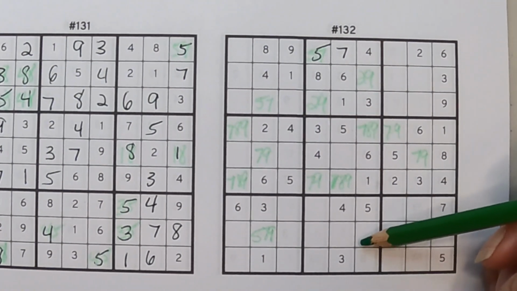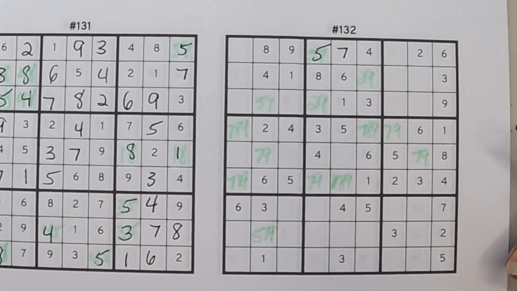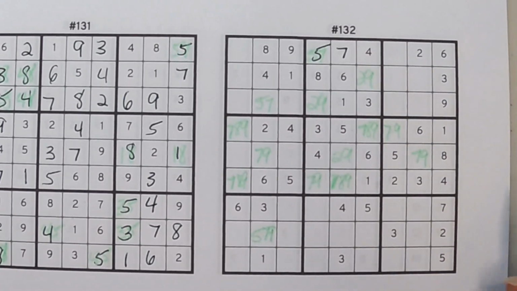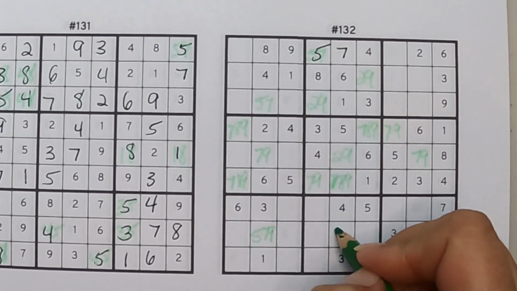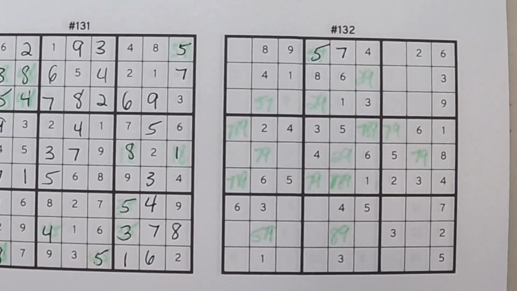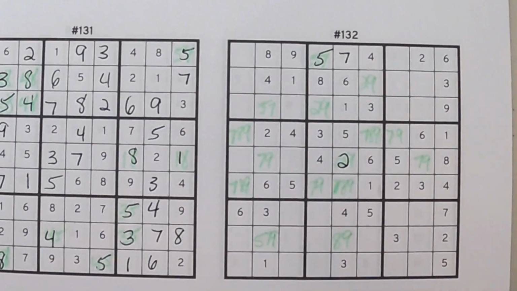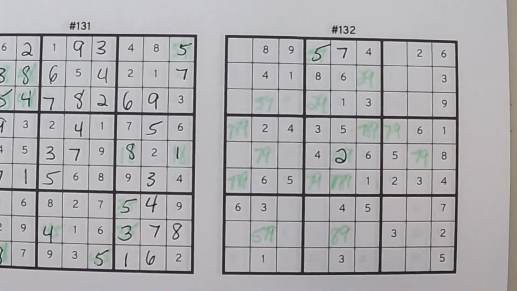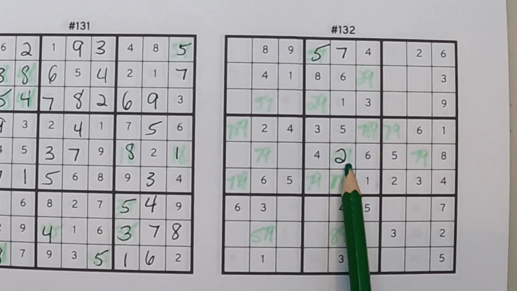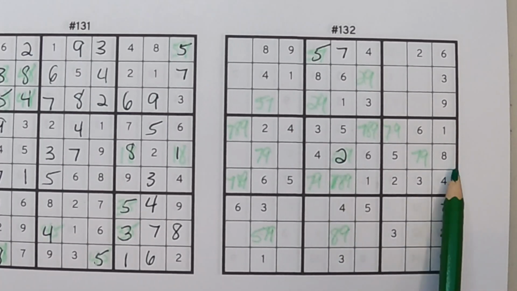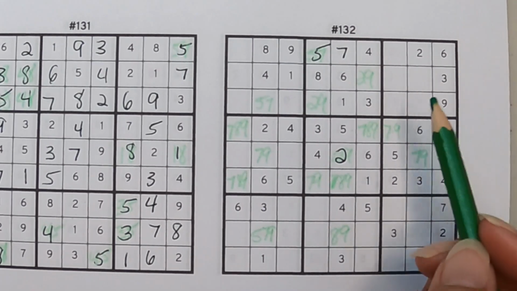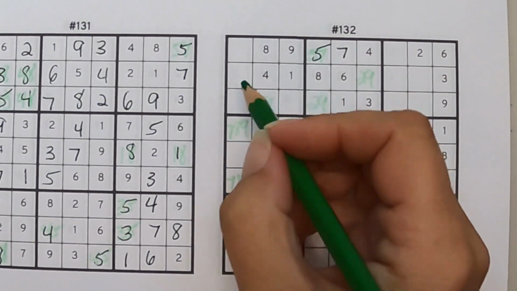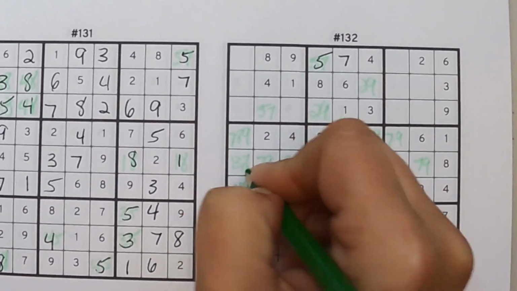For this column now, we're missing 2, 8, and 9. Got an 8 here, so 2, 9. 2 here, so 8, 9. That means the only place our 2 can be in that column is here. If we look at this row now, we're missing 1, 3, 7, and 9. We've got 1 and 9 here, so 3, 7. No help here. 1, 3, 7, 9.